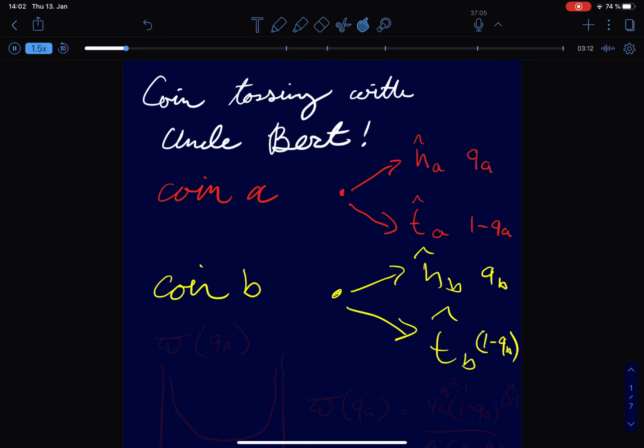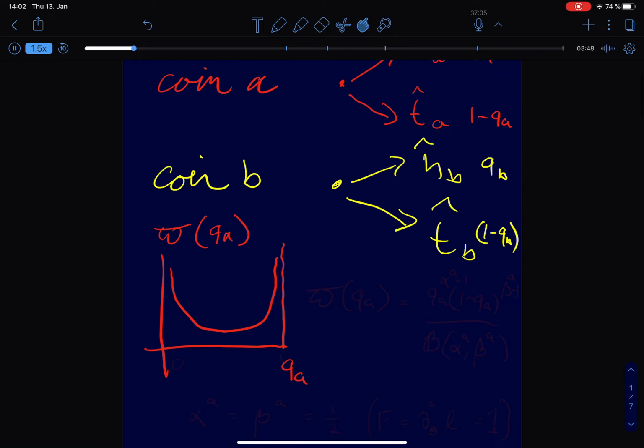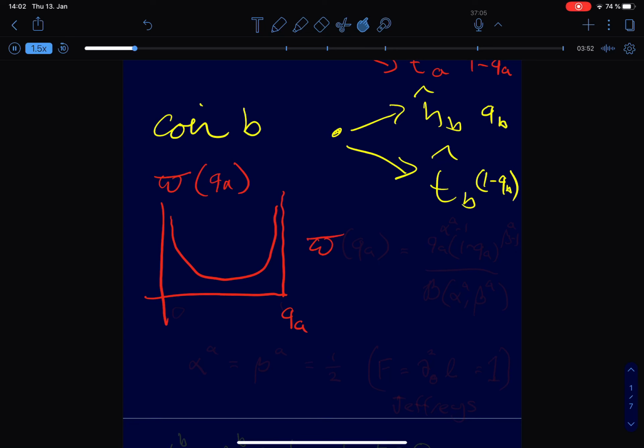Right, so that's the background, and it'll be convenient to define a prior distribution for coin A and coin B that is beta distributed. So this is QA, and this is varpi on QA. It's beta distributed, with parameters, and it's traditional to choose our initial parameters to be 1/2 and 1/2. It's the Jeffreys prior. So the density is QA to the alpha minus 1, times 1 minus QA to the beta minus 1, all over the beta function of alpha, beta.